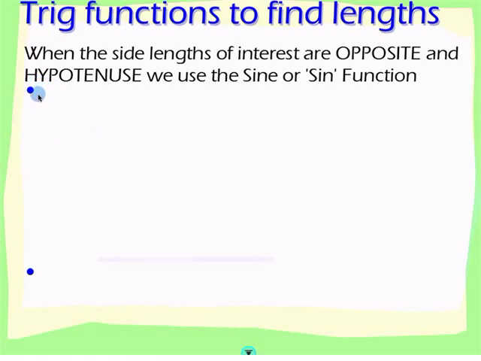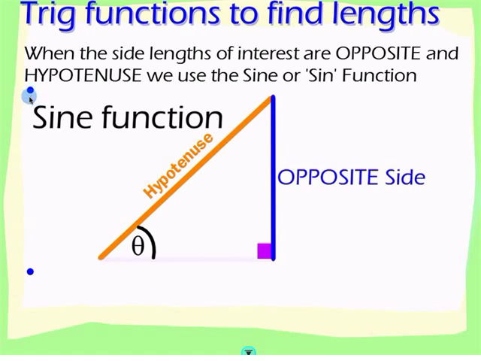When the side lengths in question, or of interest to us, are the opposite side and the hypotenuse, we use the sine function. So the sine of this angle, from SOHCAHTOA, is equal to the length of this side, the blue one, divided by the length of the hypotenuse.